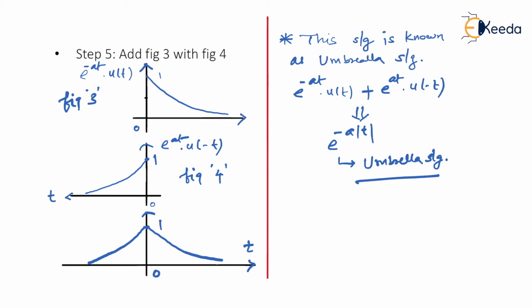So whenever in the exam you find such an expression, that is e to the power minus a mod of t, don't forget it is an umbrella signal. For the umbrella signal we added figure 3 with figure 4. Now if I do figure 3 minus figure 4, I'll get another type of curve. So let's subtract figure 4 from figure 3 and see what happens.